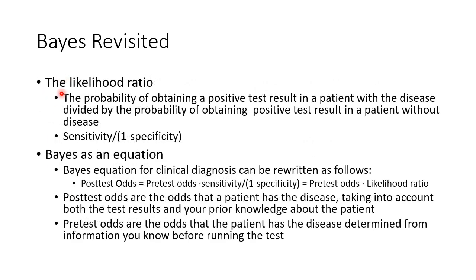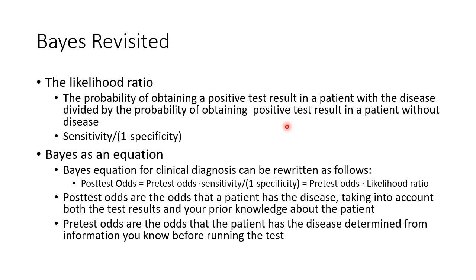Okay, so again, we're looking at the likelihood ratio. This is basically going to be defined as the probability of obtaining a positive test result in a patient that actually has the disease, and we divide that by the probability of getting a positive test result in a patient that does not have the disease.